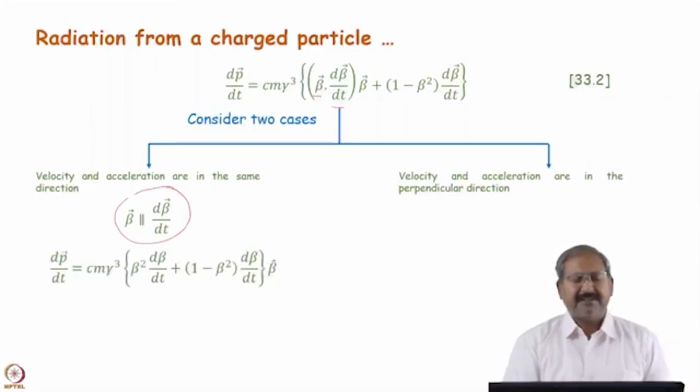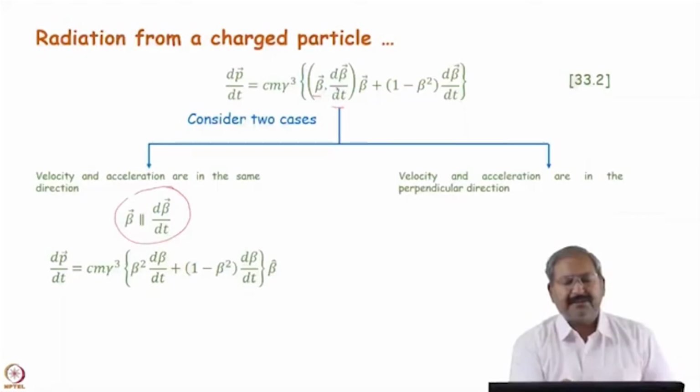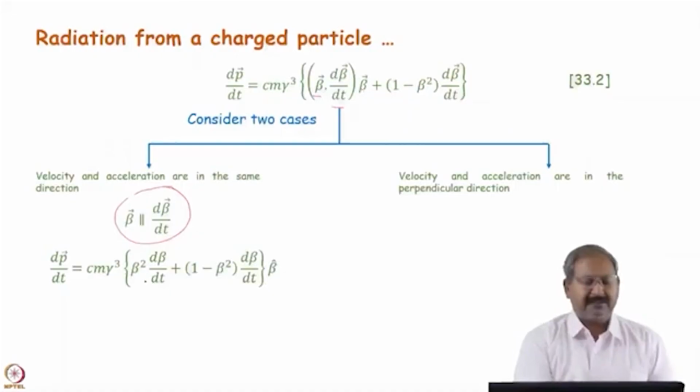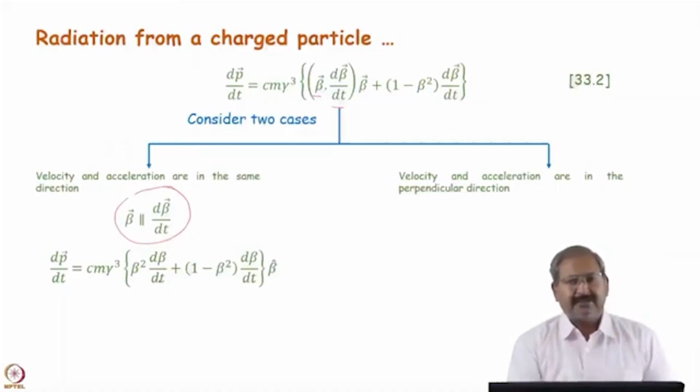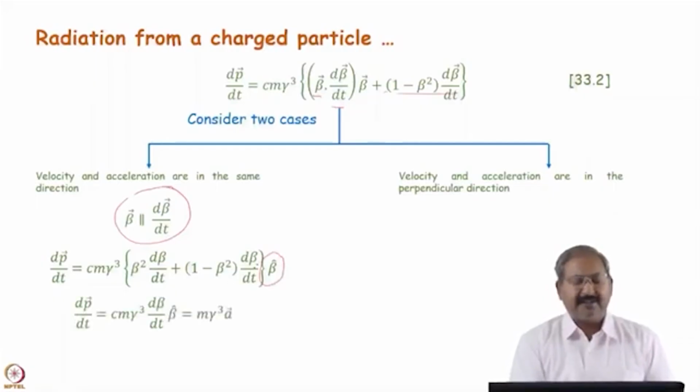In that case, beta dot d beta by dt, the cos 0 will be 1, so it will be beta d beta by dt, and again beta, so it will be beta square d beta by dt. Now because velocity and acceleration are both in the same direction, beta cap is written for the directional curve. So now we can take d beta by dt. You can see beta square, this term will be cancelled out by this term, and we will have c m gamma cube d beta by dt beta cap.